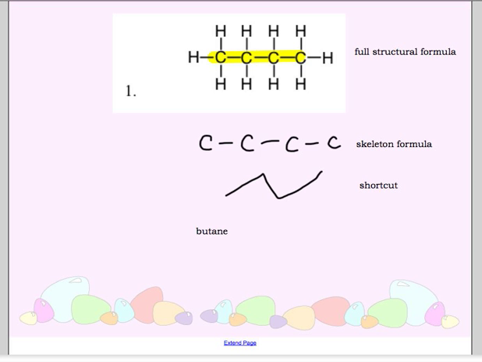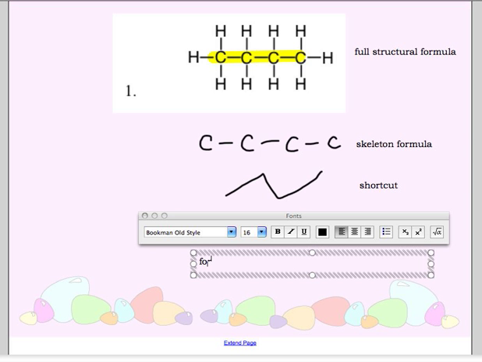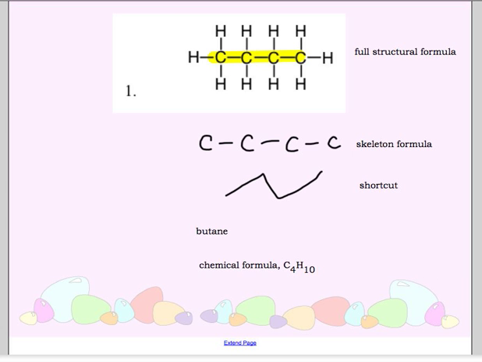And the chemical formula is C4H10. And I got that formula because I just counted everything up. I have 4 carbons, 10 hydrogens. So I could ask you any of these things about this, and you should be able to do them all.